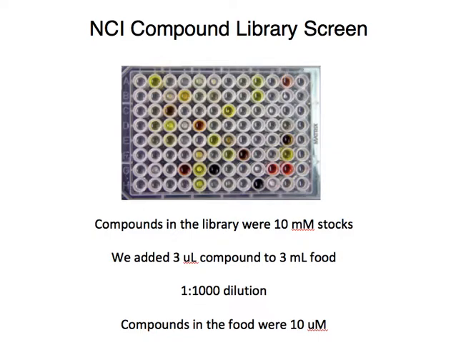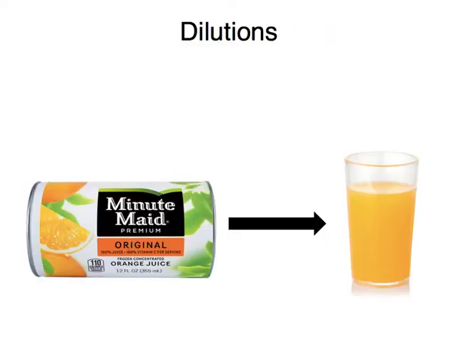Now these numbers I know are not so easy when you haven't applied general chemistry very much in a lab. But I want to remind you that dilutions are very common. You've been doing dilutions probably your entire life. Taking your stock compound from the library and adding it to food is really no different than making orange juice from a concentrate. You have orange juice concentrate, you add water, it dilutes the concentrate to something that's drinkable. In this case, we take our compounds, we dilute them with food, and it becomes a concentration that the flies can eat.